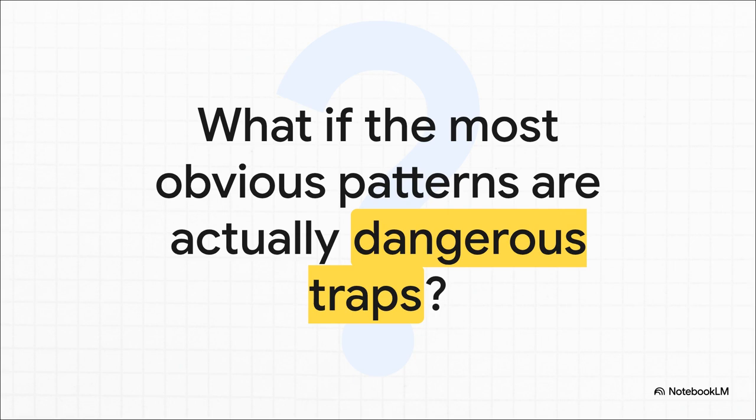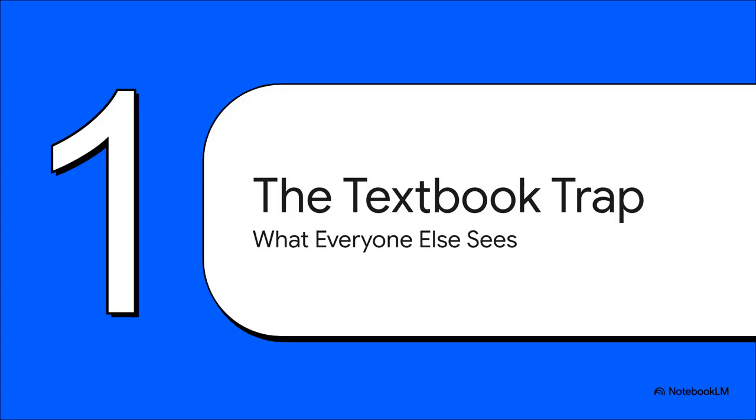All right, so let's just start with a big question. What if the most obvious patterns, the ones you see in every trading book, the ones everyone can spot from a mile away, what if they're not signals at all? What if they're actually carefully laid traps? To really get this, we first have to understand the bait.